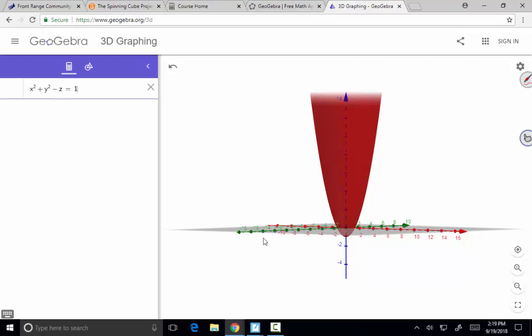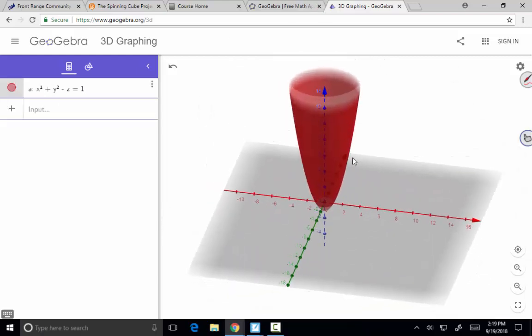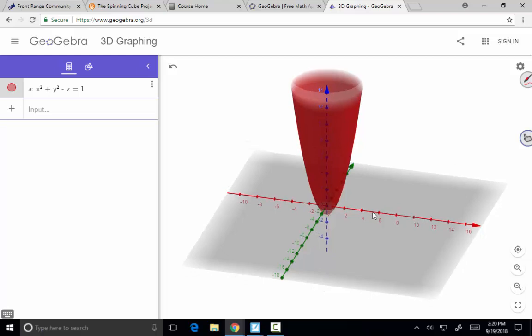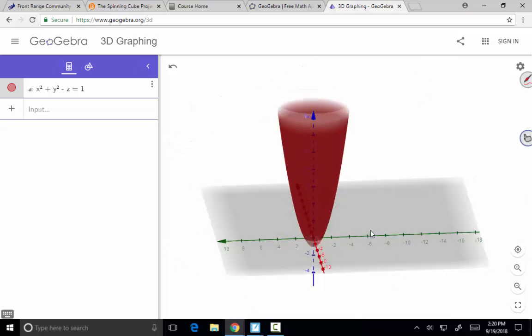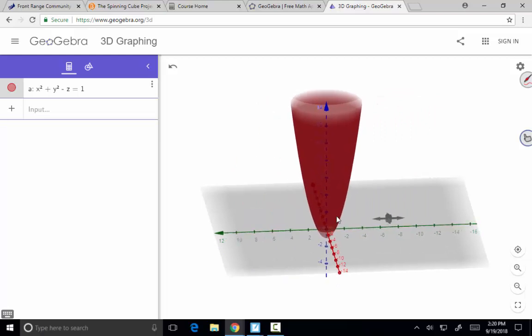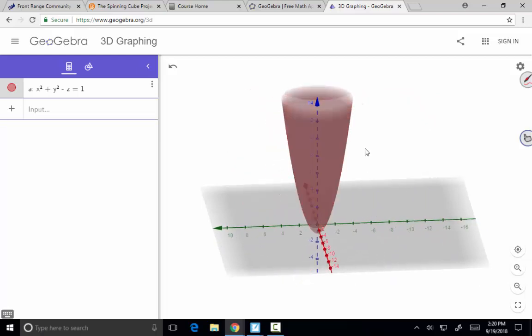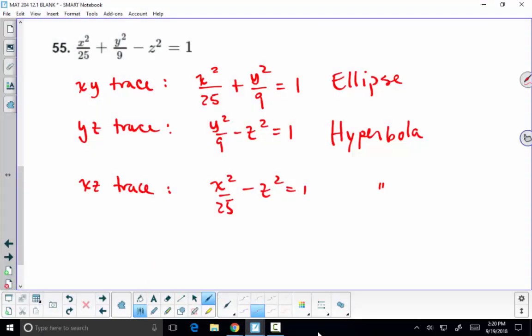So if we have something like that, this is going to be a paraboloid. There are some commands that you can use to play with it, though. But that's always an option, to graph over in GeoGebra just to get a sense of what it is if you're not 100% sure.